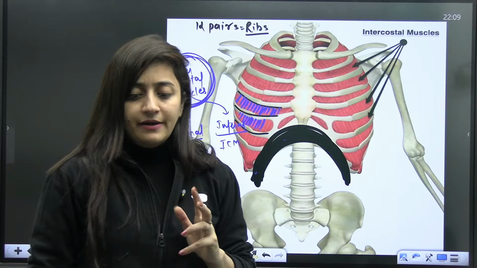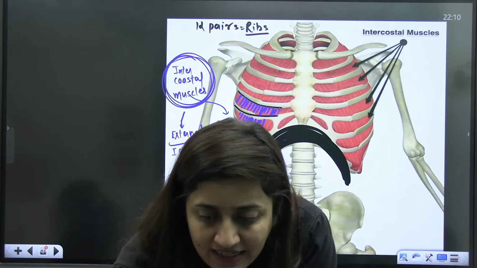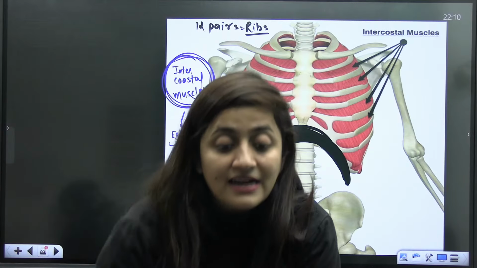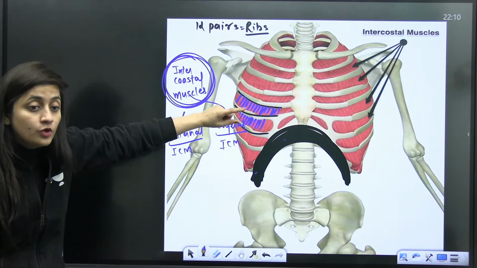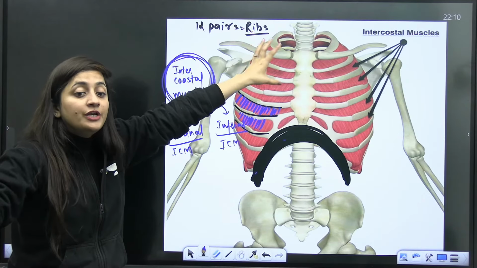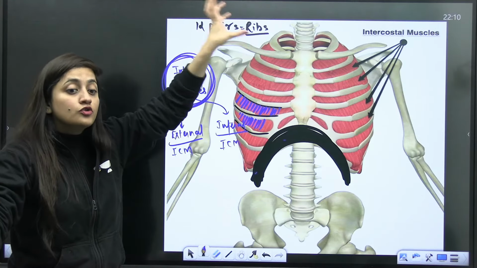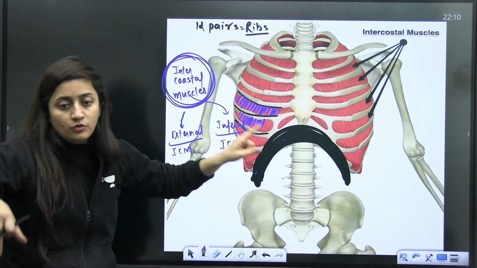Firstly, keep this in your mind: what exactly you want. You need to discuss the mechanism of breathing. If you want to inhale, you need to increase the volume of the thoracic cavity so that pressure can decrease. And that is why we are now going to discuss some muscles.